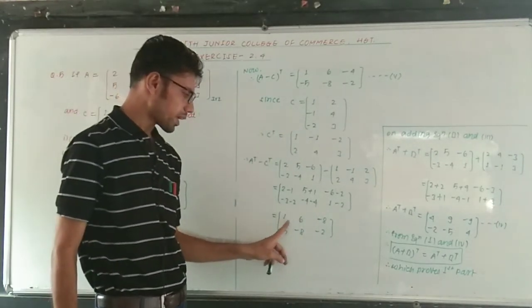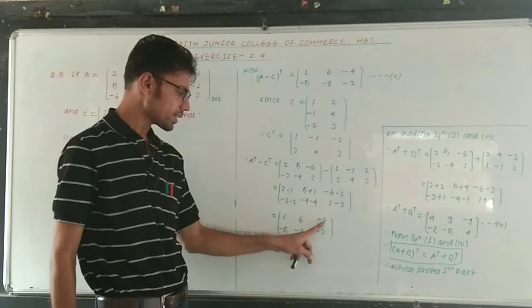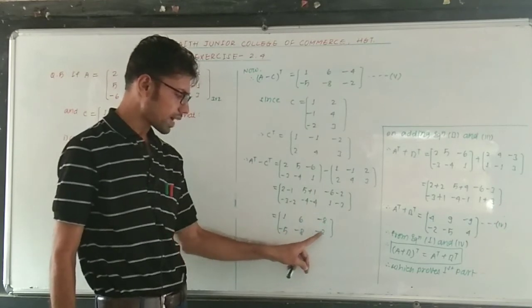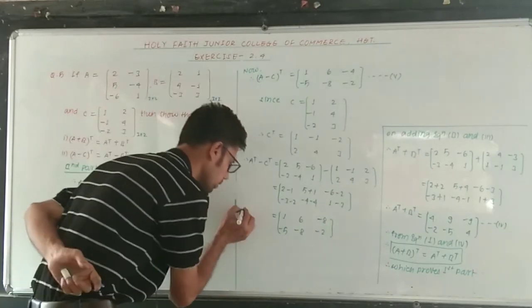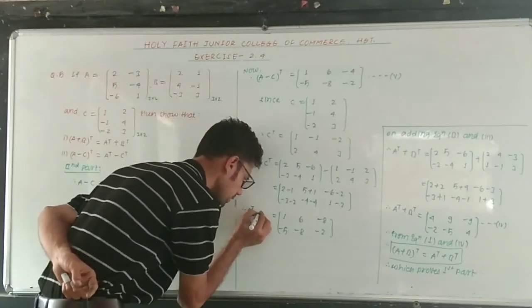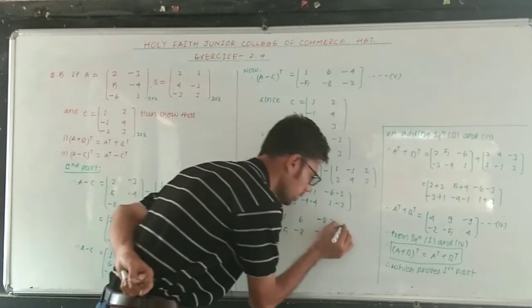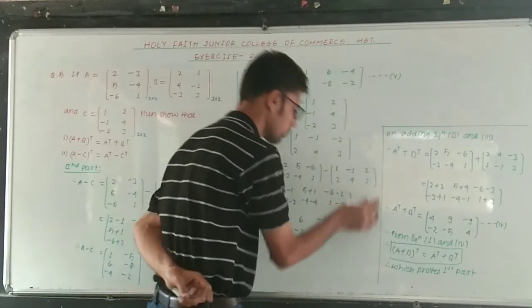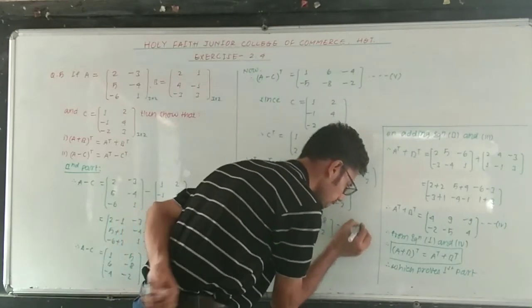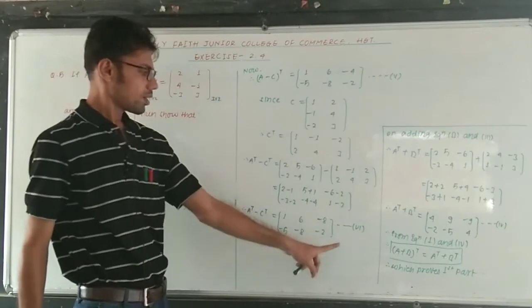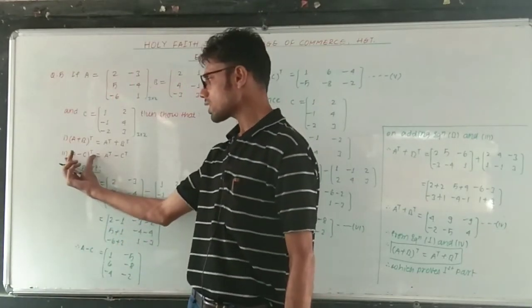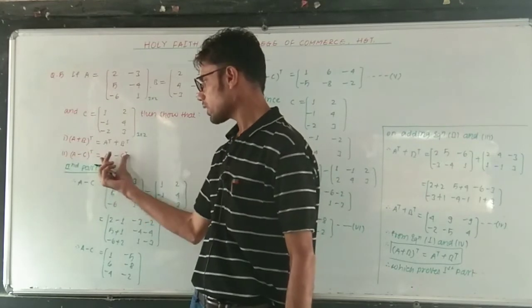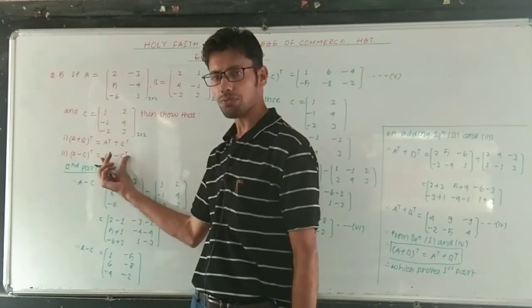What is the value of that matrix? 1, 6, minus 8, minus 5, minus 8, minus 2. This is the value of transpose of A minus transpose of C. We give it equation number 6. Now we have to compare. Which values do we compare here? Transpose of A minus C and transpose of A minus transpose of C.